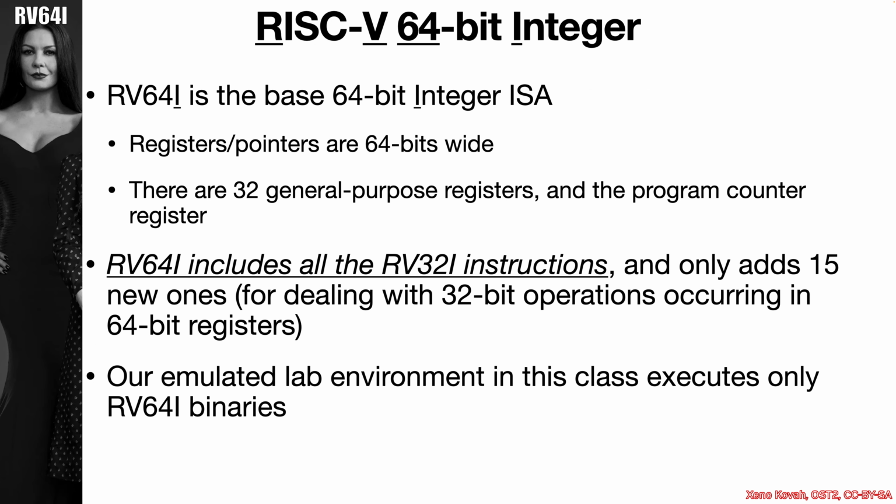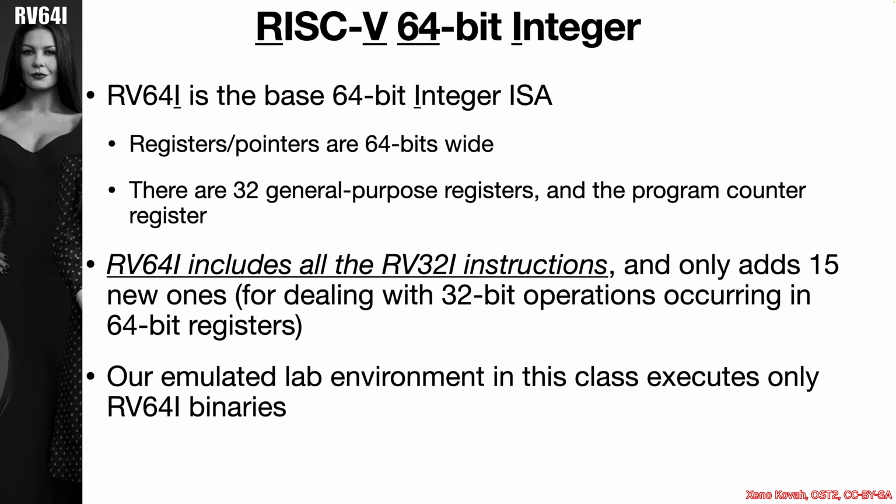The RV64I is the 64-bit integer ISA, and here the registers and pointers are all 64 bits wide, and there are still only 32 general-purpose registers and the program counter. Now, RV64I is a superset of the RV32I. RV64I includes all of the instructions from RV32I, and then it adds 15 new instructions, which are mostly for when you're dealing with 32-bit operations, but you happen to have 64-bit registers.